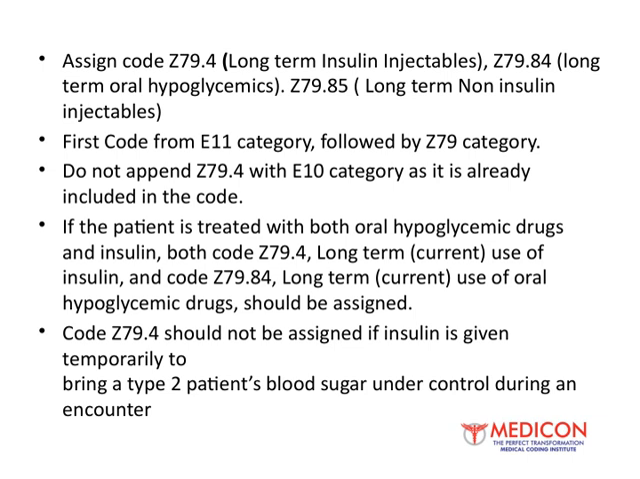For insulin, we use Z79.4, which stands for long-term insulin injectables. For oral hypoglycemics, the correct code is Z79.84. And if the patient is on both insulin and oral medications long-term, we assign both Z79.4 and Z79.84 to accurately capture their treatment regimen. However, it's important to note that Z79.4 should not be used if insulin is only given temporarily, for example, during an episode to control blood sugar, rather than as a long-term therapy. The goal here is to clearly document the ongoing management, not short-term adjustments.